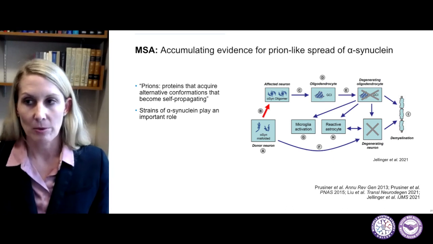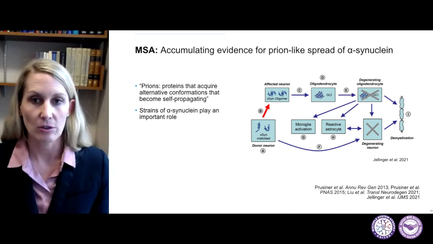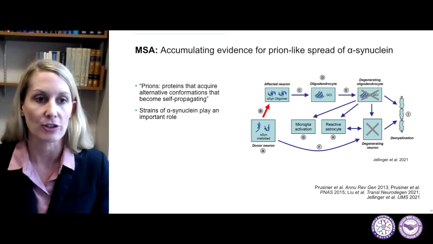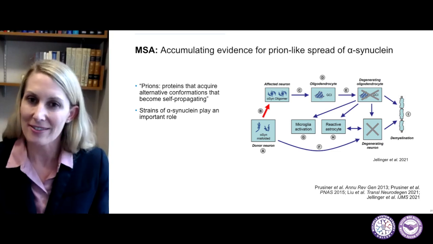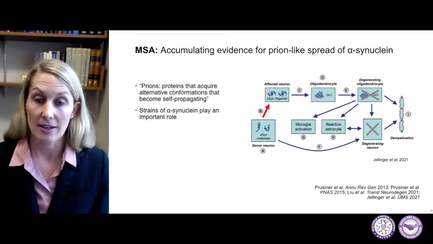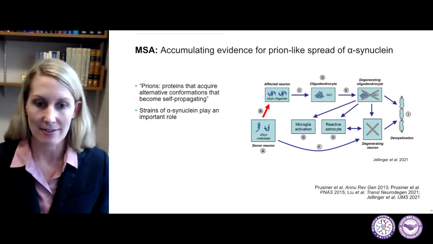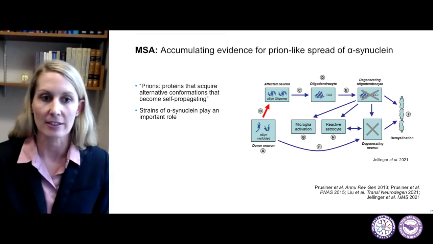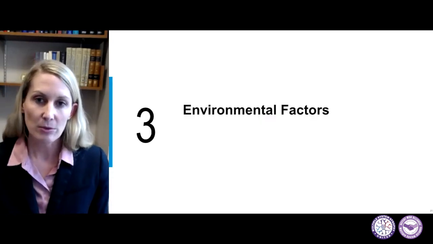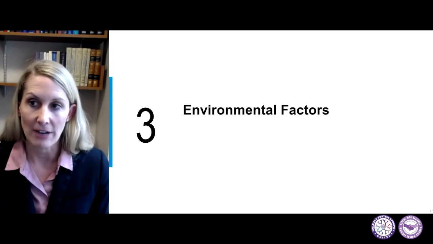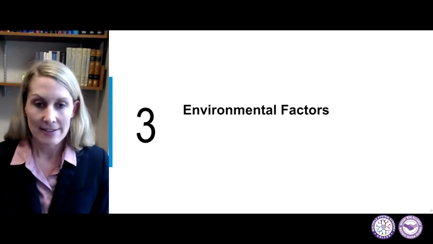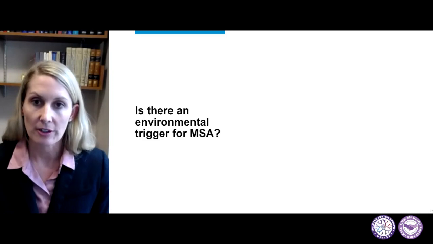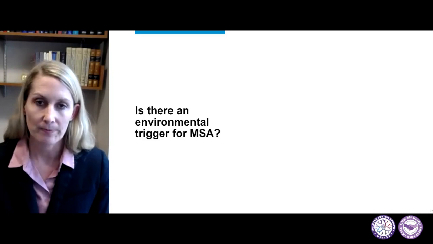But another thing that I want to talk about next is how environmental factors may play into this pathophysiologic process. So what caused the alpha-synuclein to be affected in the process? And what is driving this microglial activation and these reactive astrocytes? And that's where the question of environmental factors come in. And specifically, is there an environmental trigger for multiple system atrophy?